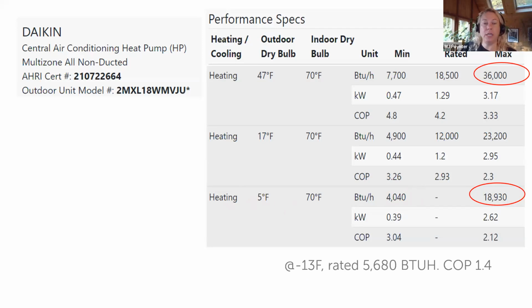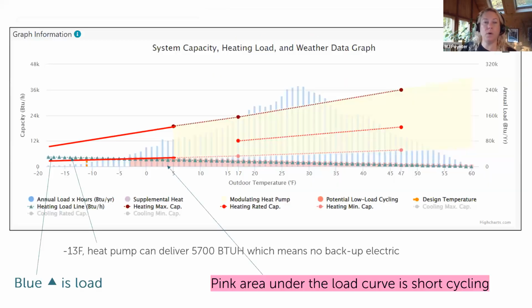I put all this information into the NEEP tool, and this is what I came up with. The yellow is the cone of performance. And this green line right here is my load. So this heat pump will be able to meet all the needs of this apartment. However, which is great, meaning there's no backup heat. However, look when short cycling starts. Short cycling is starting at like minus 3 degrees because this heat pump just can't go any smaller to meet the load of this tiny apartment.